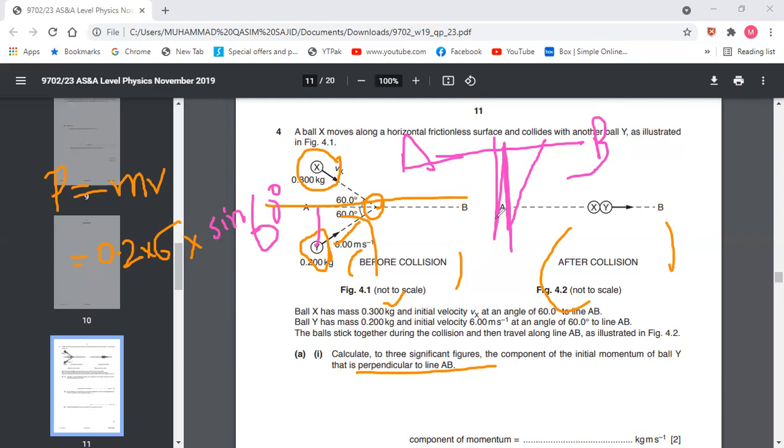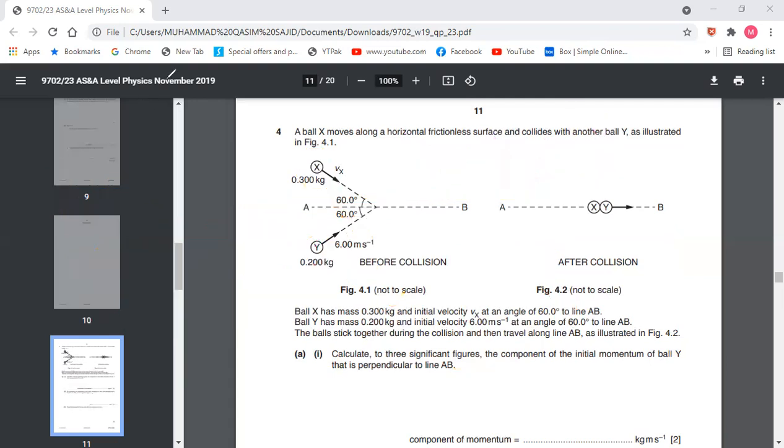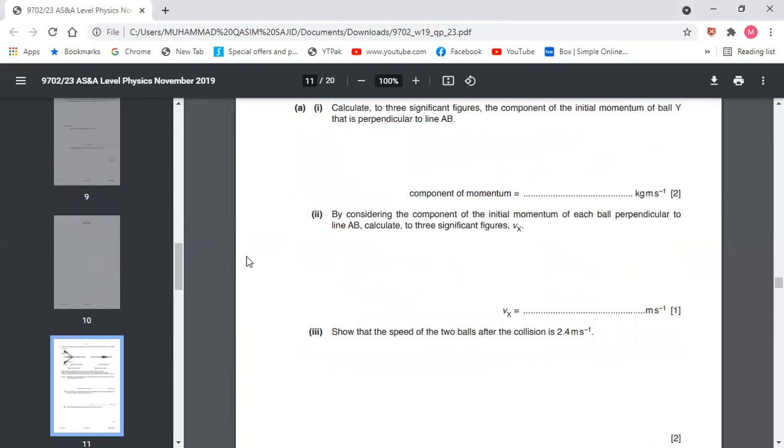So now please find the value. It comes to 1.04 kg meter per second.